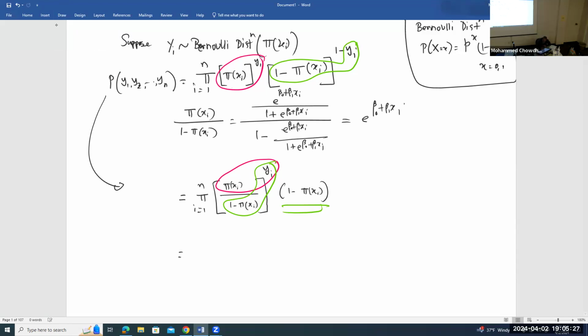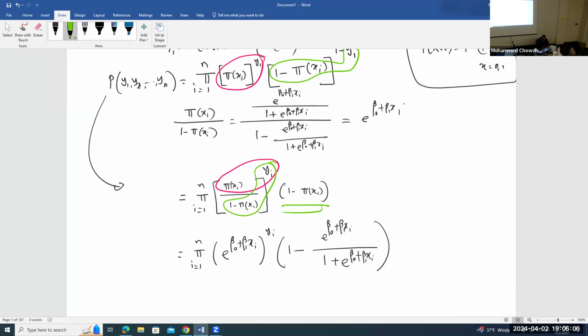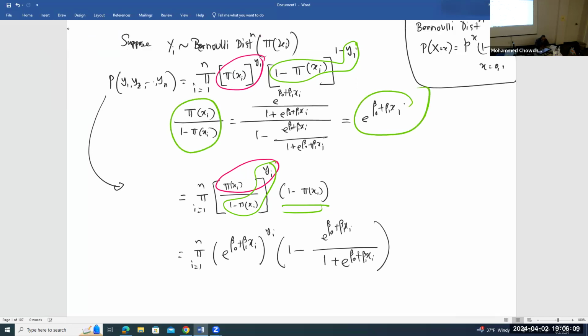So now these things could be written as the product over i goes 1 to n, and this could be written as e to the power beta 0 plus beta 1 xi, and this could be written as yi, 1 minus e to the power beta 0 plus beta 1 xi over 1 plus e to the power beta 0 plus beta 1 xi. Okay, see, this entire part is equal to this part, which we are showing in here, and it is coming from there.